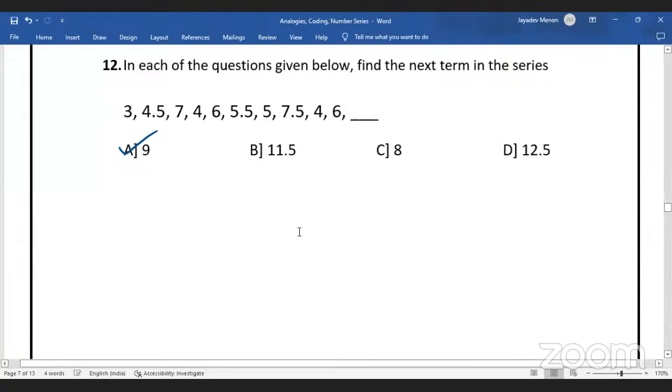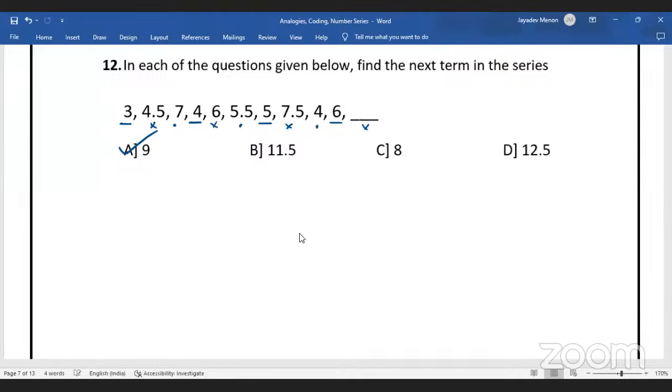So here also we have a mixed series. Here 3 different series are given alternately. We have 3 different series. The terms 3, then 4, then 5, then 6 are the terms of the first series. 4.5, 6, 7.5, then our missing term are the terms of the second series. 7, 5.5, 4 are terms of the third series.